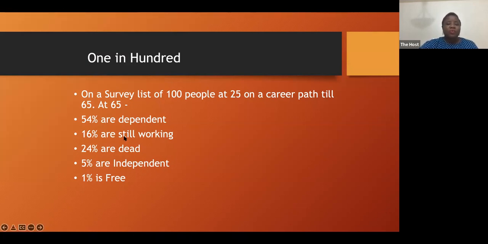Out of these 100 people, 16 were still working. 16 of them were still working because they had to just keep working to make ends meet. They had to just keep working so that they would not have to fall into the category of those people who are dependent on children, dependent on government. So 16 of them were still working.